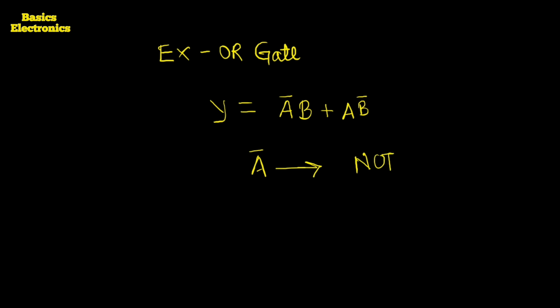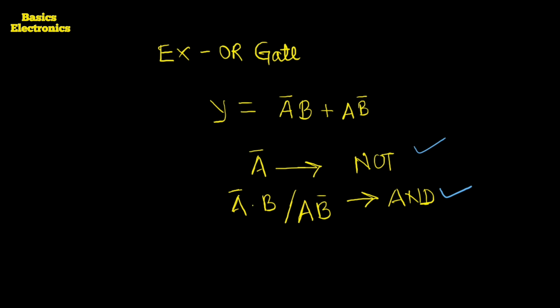We obtain it by using the NOT gate. Then A bar B is there, A bar B, and A B bar is there in that equation. A bar B and A B bar can be obtained by using the AND gate, which means we require to use the NOT gate as well as the AND gate.